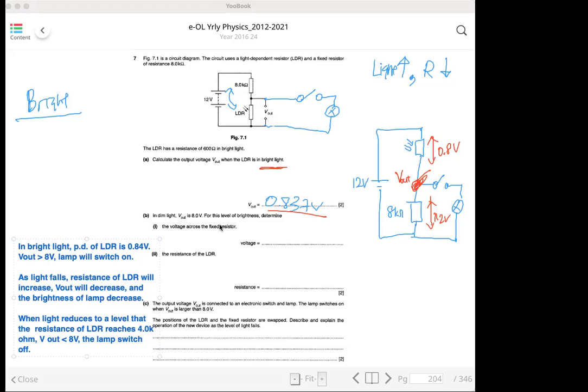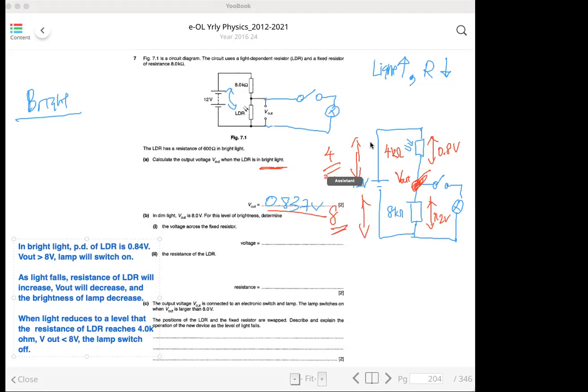Clear? So when this resistance drops until 4 kilo ohm, can you see over here? The ratio is 4:8. When it's 4:8, it means that the voltage will be what? 8/12. Yeah. So this one will become 8 volt, and this will become 4 volt.